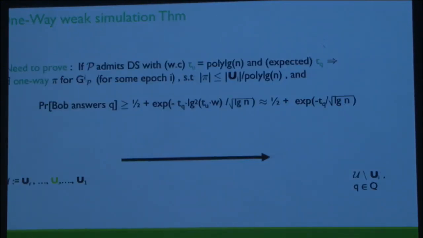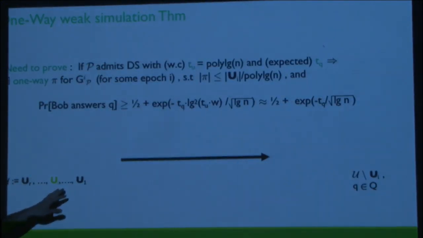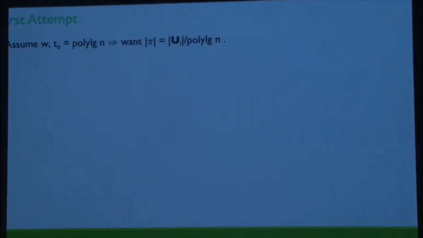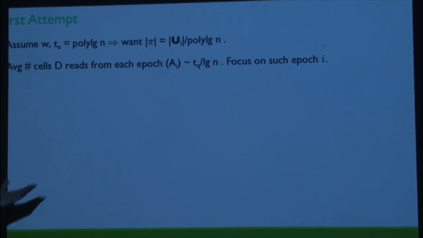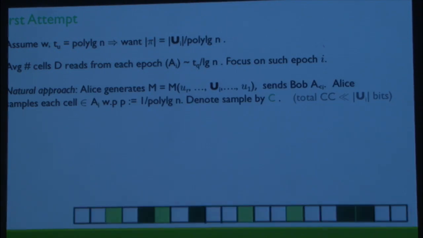So let me try to give a quick sketch of what's going on here. Remember, Bob is missing the ith epoch, and Alice wants to send a small message, right? So what would you do given Casper's proof? What is the natural strategy for this problem? Sample less. Or let's start with sampling exactly what he does.